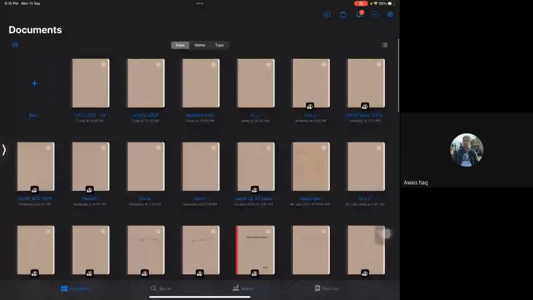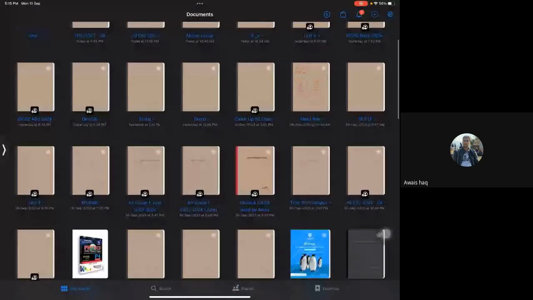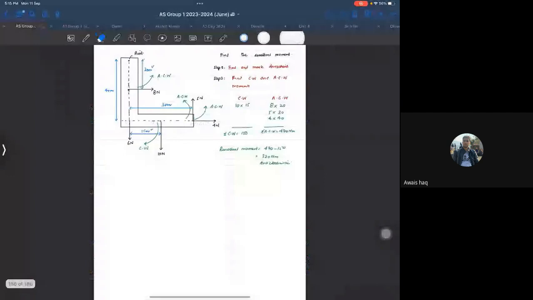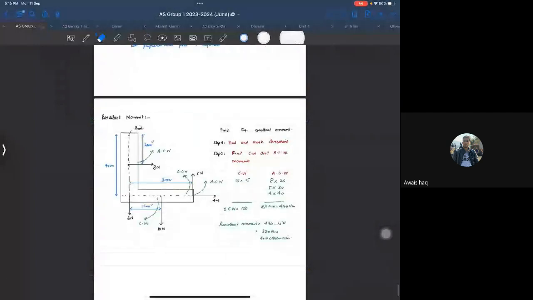Last time we were basically doing... I told you about resultant moment. That's good. So we're gonna go forward from that.